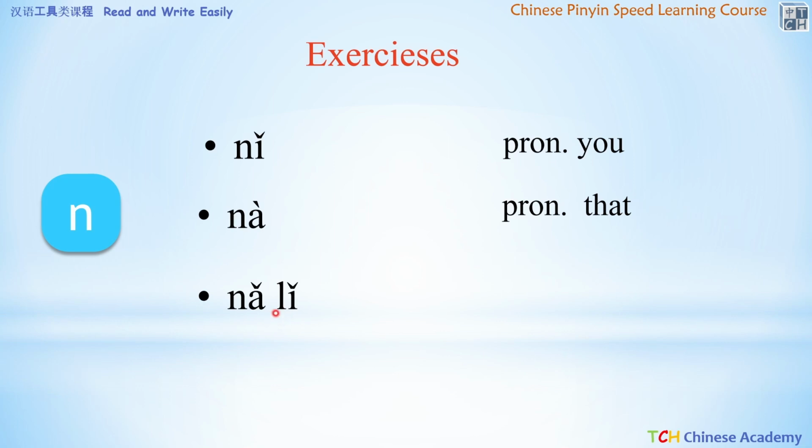And this is L, I, li. So together, na, li. Nǎlǐ, that means where. Can you try? Nǐ, nǐ. Nà, nà. Nǎ, lǐ, nǎlǐ.